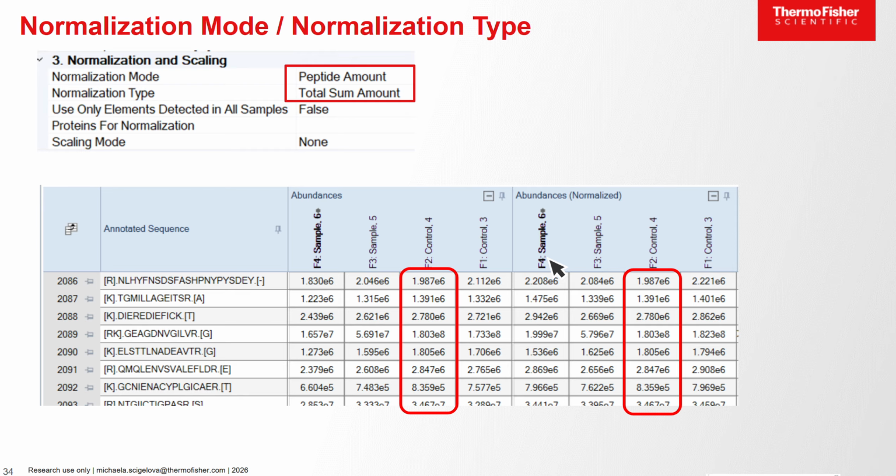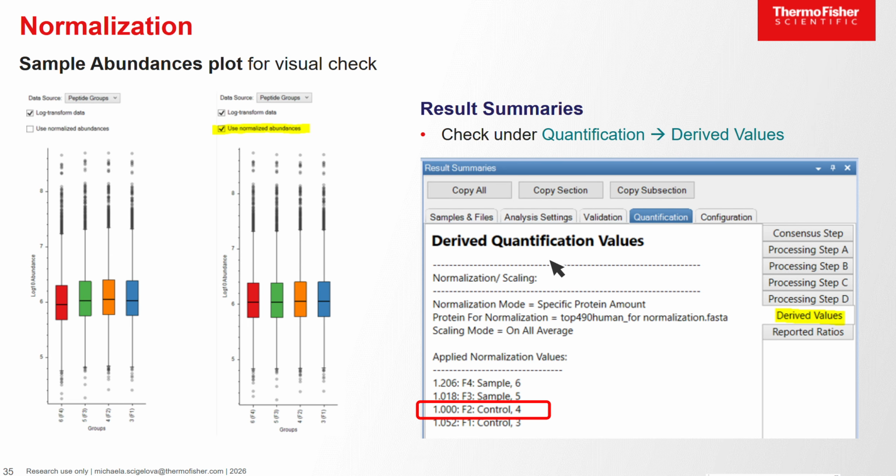normalized in the table of normalized abundances. You can see the normalization effect also graphically under the sample abundances plot. One of my favorite plots I always look at when I do a quantitation experiment and process the data from it, because first, you see whether the normalization improved the data. That's the first thing. It's important to see. And you also see whether the normalization caused some really massive changes.